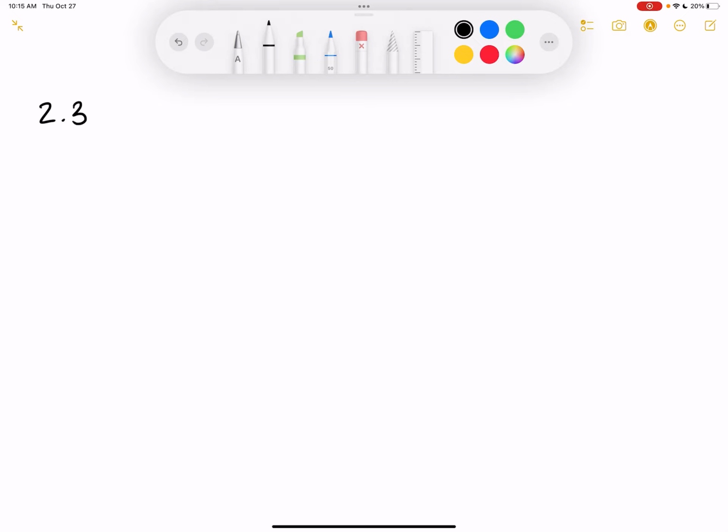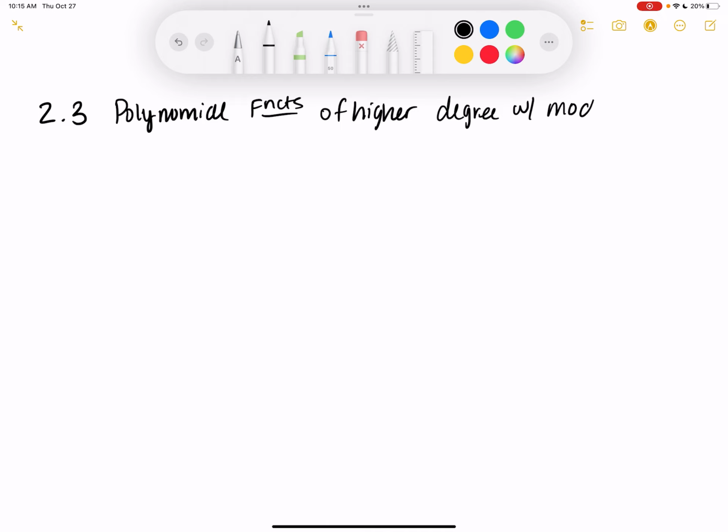All right, 2.3, polynomial functions of higher degree with modeling.